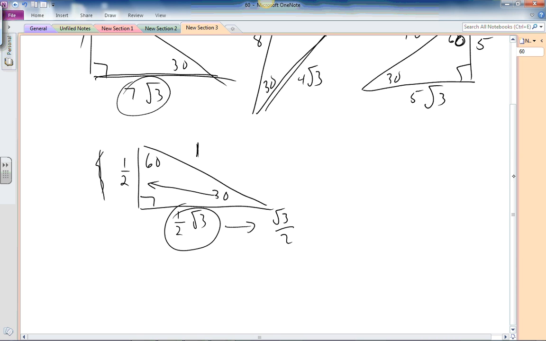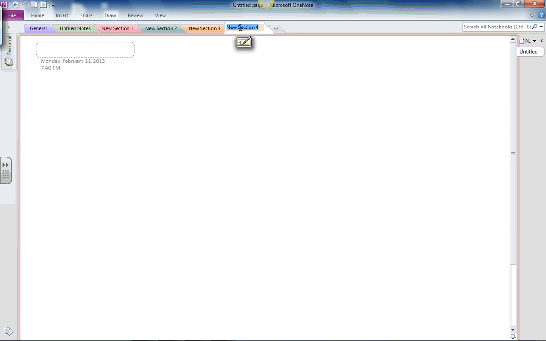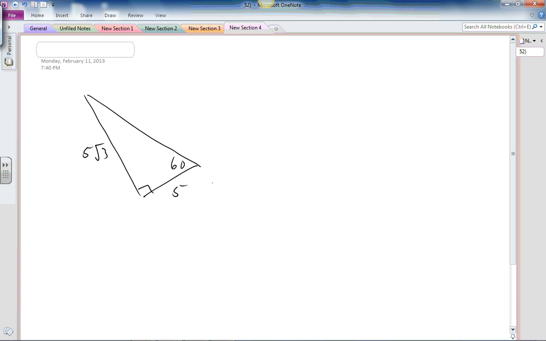I was going to do another example. Let me make a new page. Let's do one that's a little bit more complicated. Suppose I tell you, here's your right triangle. And let's say here's the 60-degree angle. Now the worst thing I can do, I guess, is give you the long leg. So let's do an easy one. Suppose I tell you that this is 5 times the square root of 3. Well, that's easy. That makes the short leg 5, which makes the hypotenuse 10.